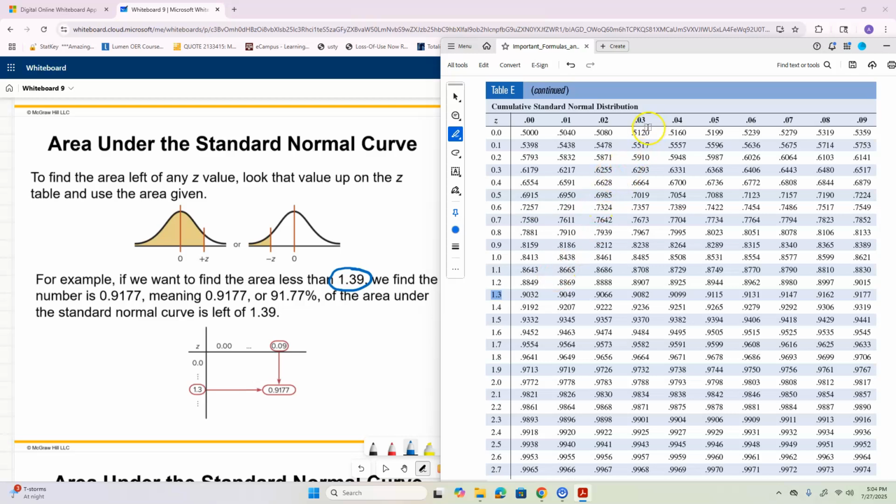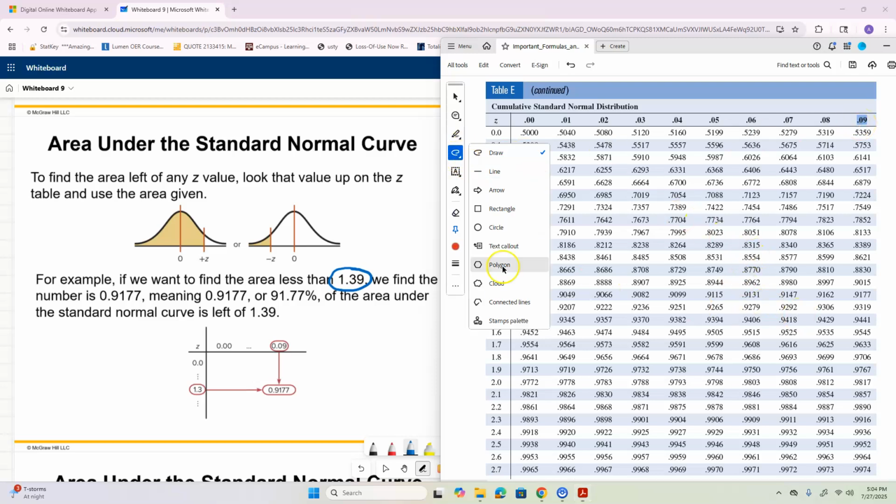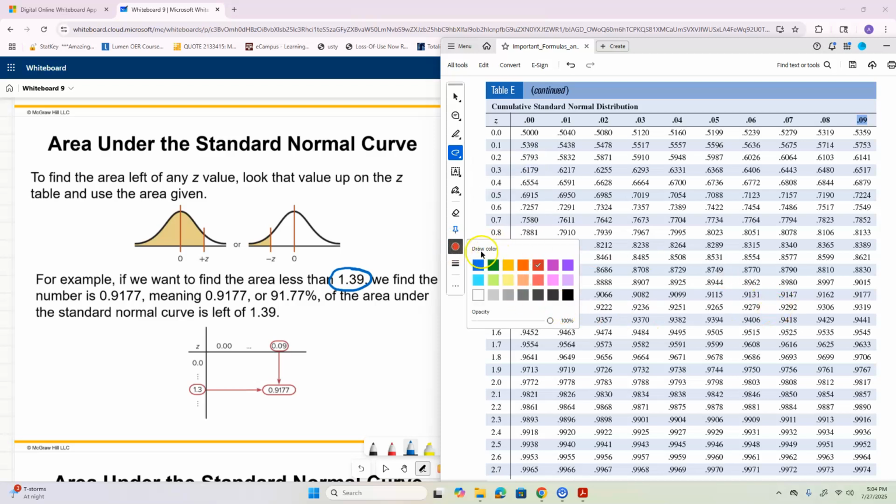And then if we go up to the side here, we want to go over to 9 because we want 1.39. So the left side gets us our whole number and our 10th place, and then the top columns give us our 100th place. Okay, so now if we match those up and we go from 1.3 to the 9, so 1.39, we're going to end up over here with 9.9177 as our value.